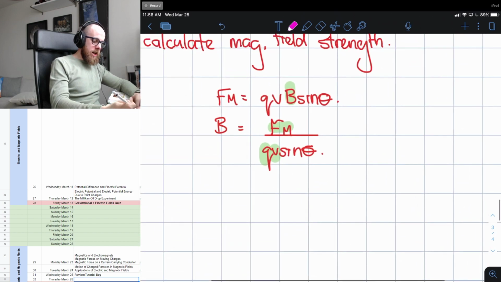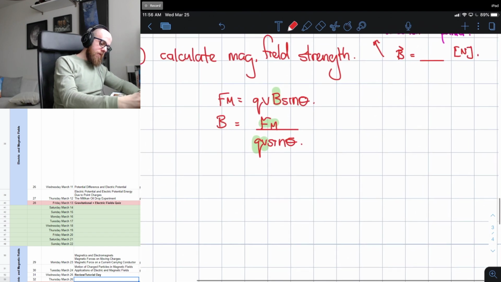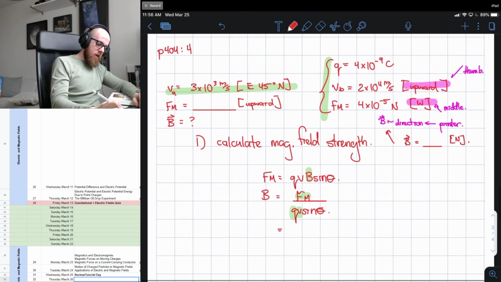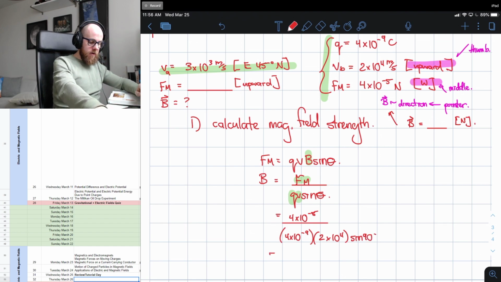Okay, so let's actually plug in here. Because we know what direction the magnetic field is going to point in now, right? The magnetic field is going to point in some direction towards the north. Okay, and so let's plug in and solve, right? So Fm is 4 times 10 to the negative 5, over q, which is 4 times 10 to the negative 9, v is 2 times 10 to the 4, sine of 90 degrees. All right, so let's plug in and solve.